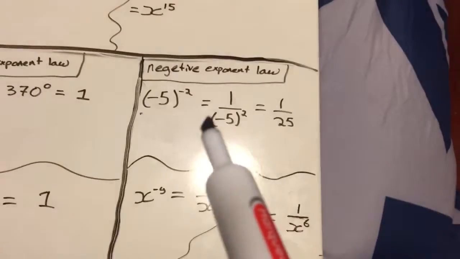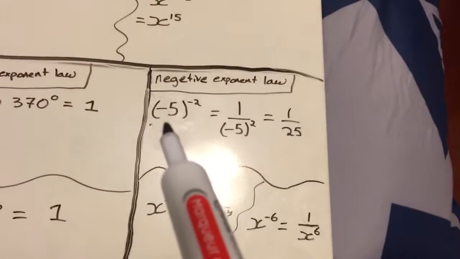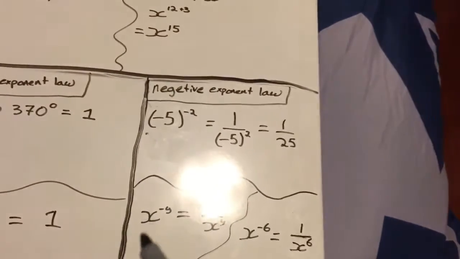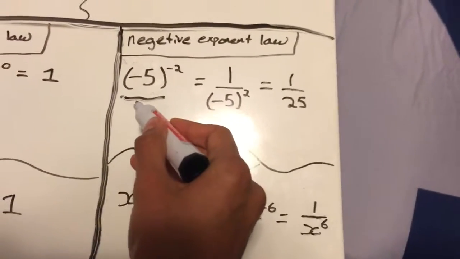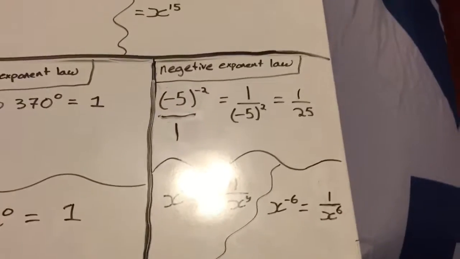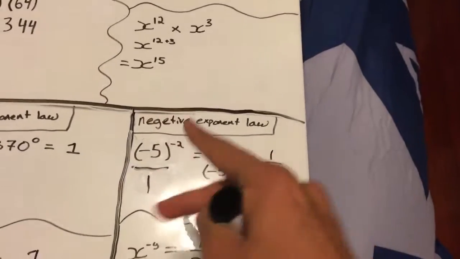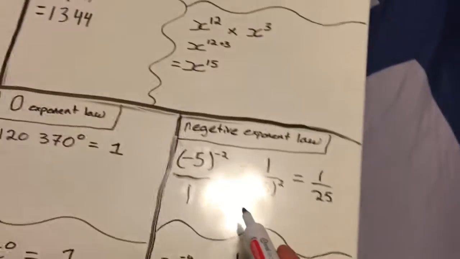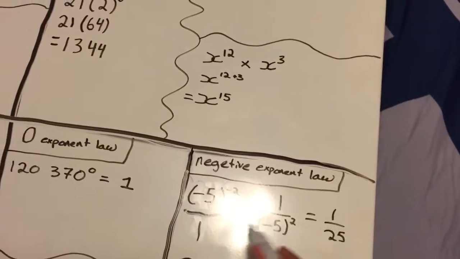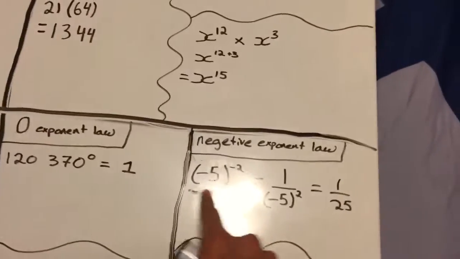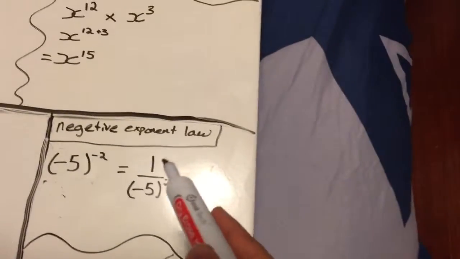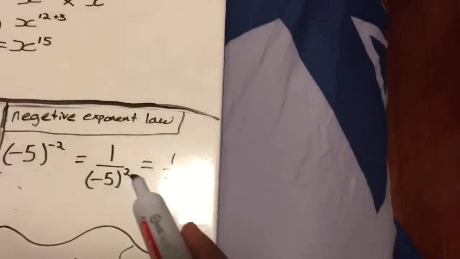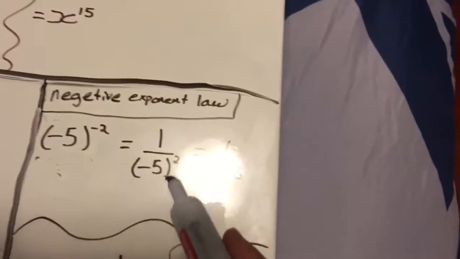Now we have our negative exponent law. So if we have a question like negative 5 to the power of negative 2, our negative exponent law says we find the reciprocal. So negative 5 is the same thing as negative 5 over 1. So to find the reciprocal, we have to flip it. So when you flip it, it equals 1 over negative 5. So I'm just going to erase this here.